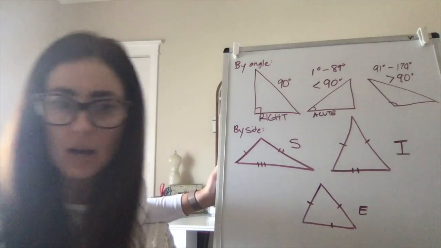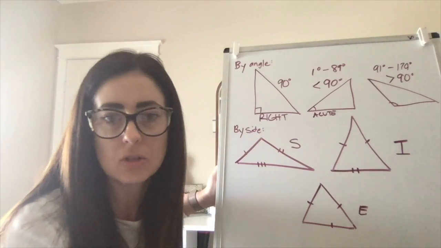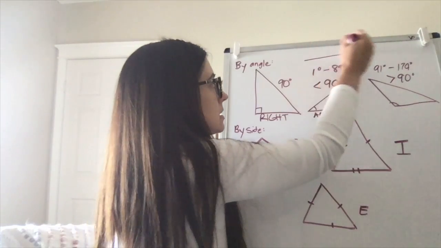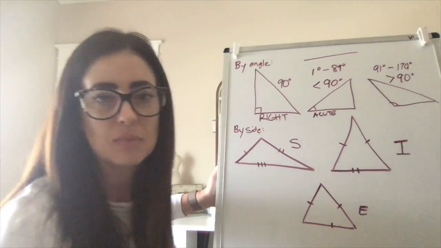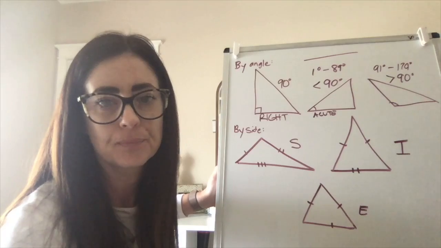Now, the book leaves out one type of angle. There's one more, and it's called a straight angle. It looks like this, and its measurement is 180 degrees.